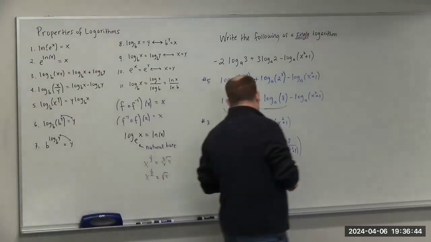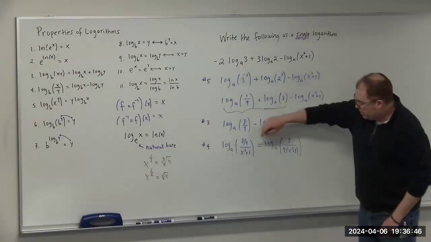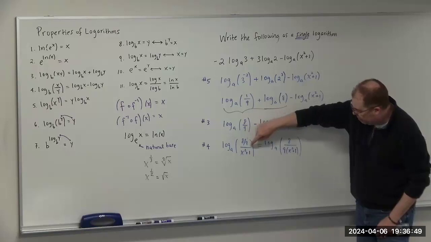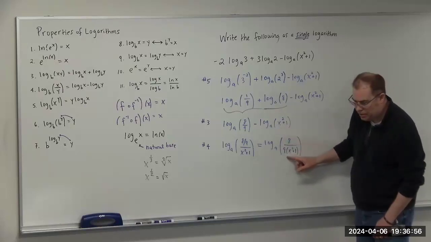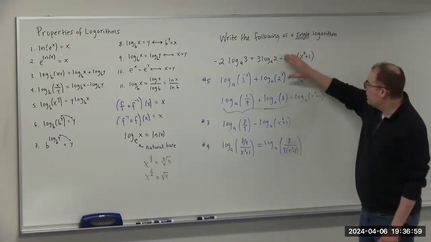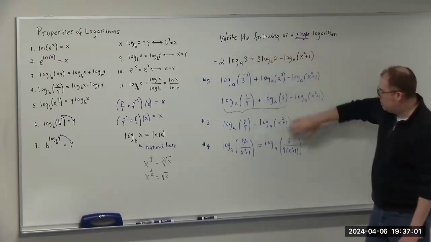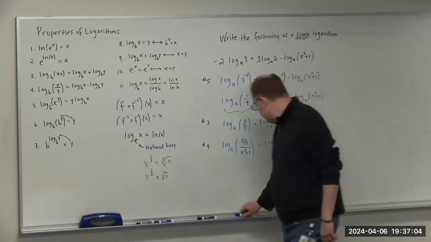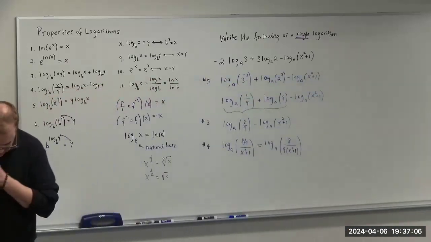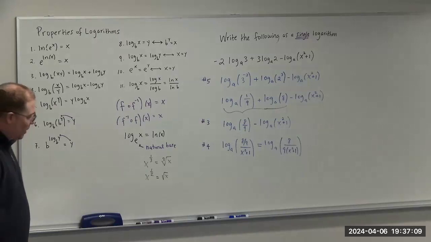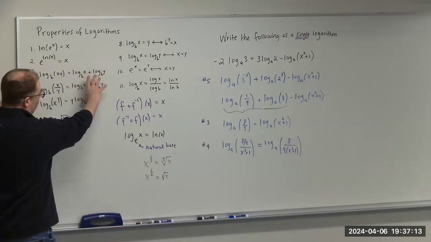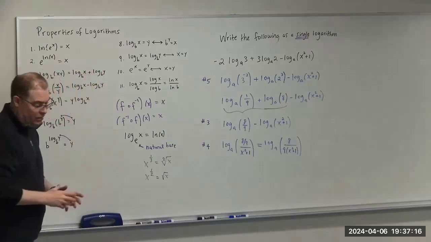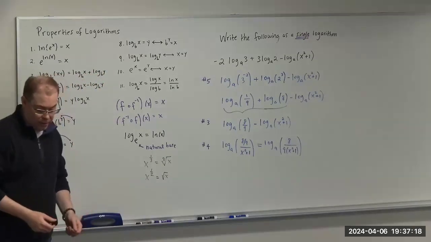So you should be able to simplify this. 8/9 over x squared plus 1 is the same thing as putting the 9 in the denominator. So that is what we want. This whole expression is equal to this. That's the consolidated form. So again, using these, we can expand our logarithms, or we can consolidate them, depending on what we need to do.